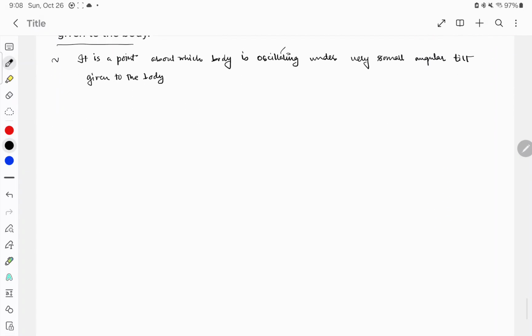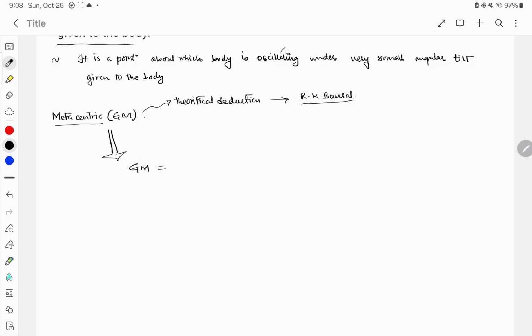Okay, so for the metacentric height GM there is a theoretical formula deduction, which I would like you to see from R.K. Bansal, how it is derived. I will just write the formula and show you how to use it.